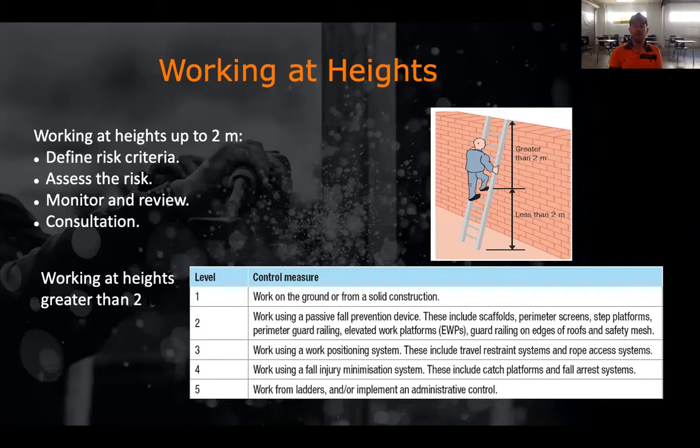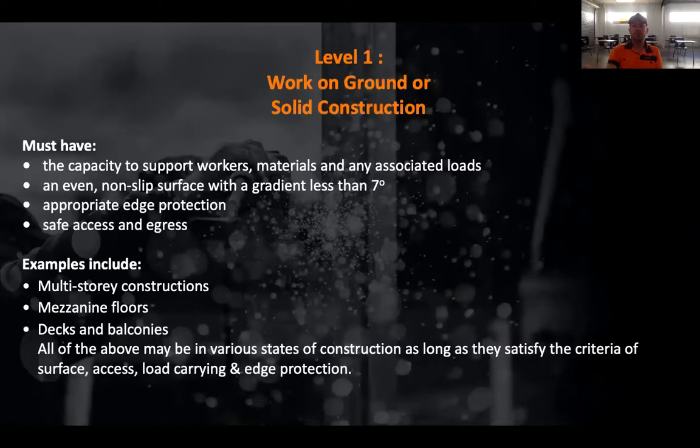Starting from most effective to least effective, level 1 is working on the ground or solid construction. The definition of solid construction is it must have the capacity to support workers, materials, and the loads, a non-slip surface of a gradient less than 7 degrees, appropriate edge protection, and safe access and egress. Some of the examples you'll see on your screen there, considered solid construction, are just as safe as working on the ground.